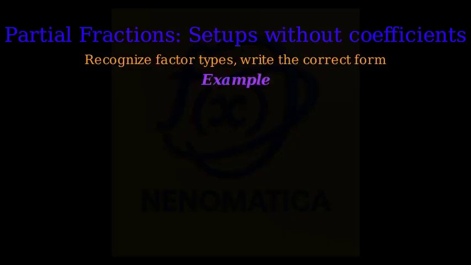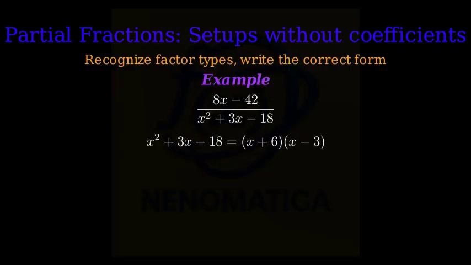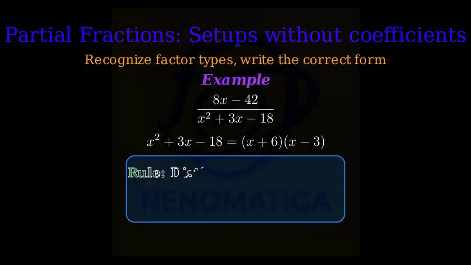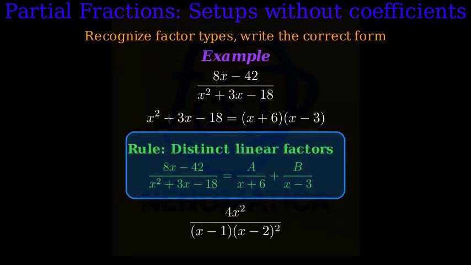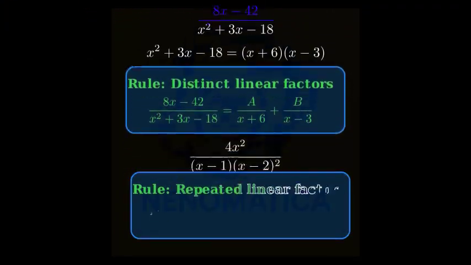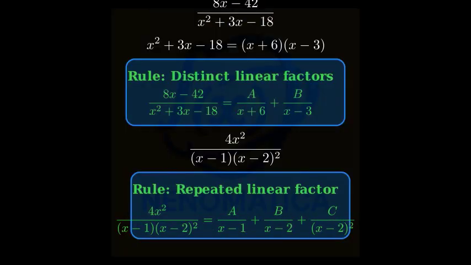Step 1. Distinct linear factors. Factor the denominator x squared plus 3x minus 18 into x plus 6 times x minus 3. Therefore, the decomposition has the form a over x plus 6 plus b over x minus 3. Step 2. Repeated linear factor. Here we have x minus 1 and x minus 2 squared. For a repeated linear factor, we include one term for each power, a over x minus 1 plus b over x minus 2 plus c over x minus 2 squared.